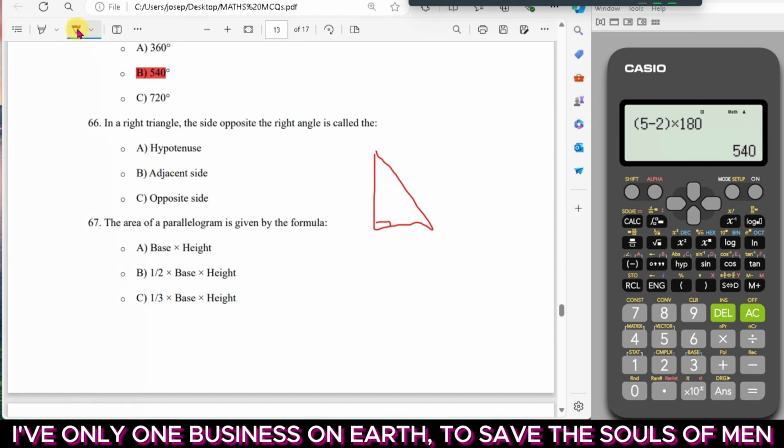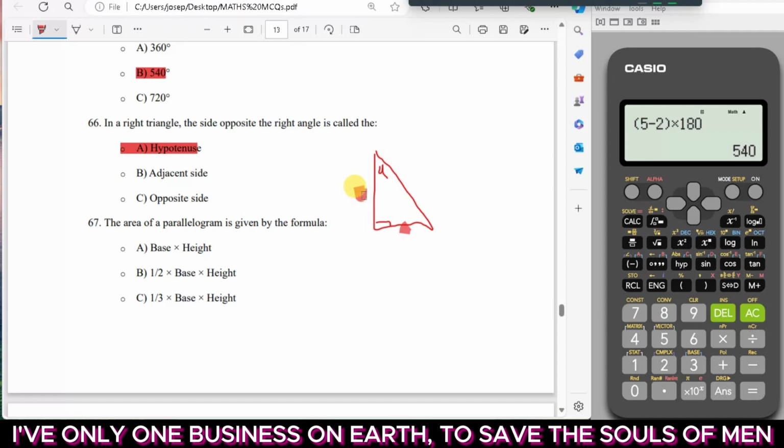And the side as adjacent or opposite depends on where the other angle is. So if the angle is here, then this side becomes the opposite, and this side becomes the adjacent. But if the angle is here, then it's rather vice versa.